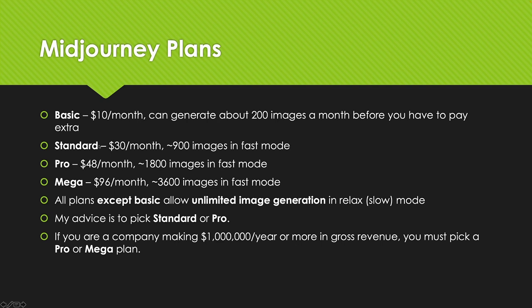And the reason I say to start with Standard instead of Basic is because for plans with Standard and above, you get access to this mode of generation called Relax mode, which is slow mode. What that means is you can generate unlimited images in Relax mode. You can generate as many as you want, hundreds, thousands, maybe even tens of thousands, and it's not going to cost you anything extra beyond the $30 a month. Whereas with Basic, you don't get access to Relax mode. And the problem with that is, especially if you're making, let's say, a comic book, you're going to run through these 200 images really, really quickly.